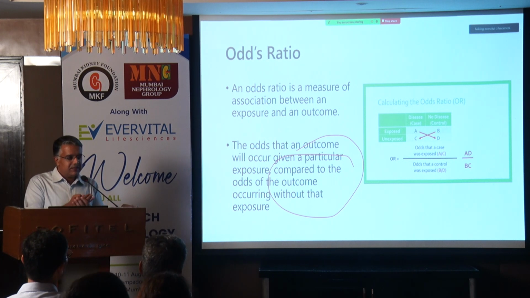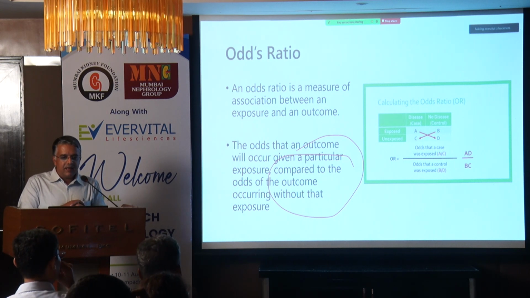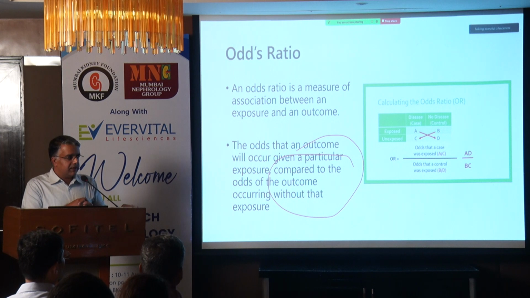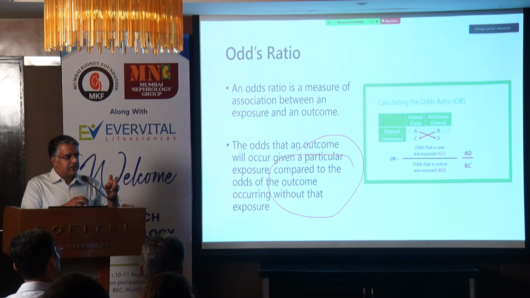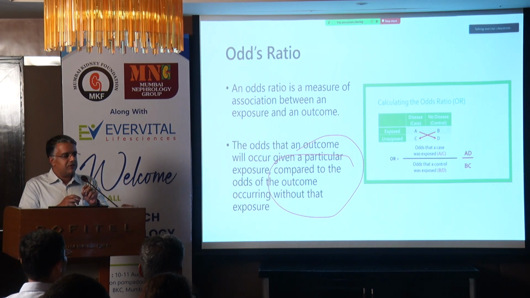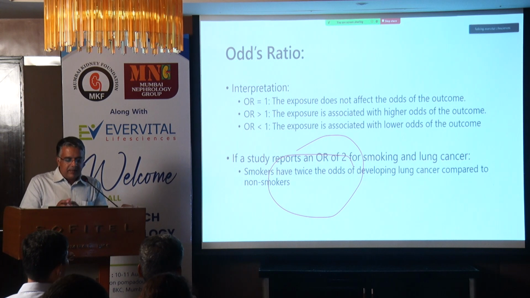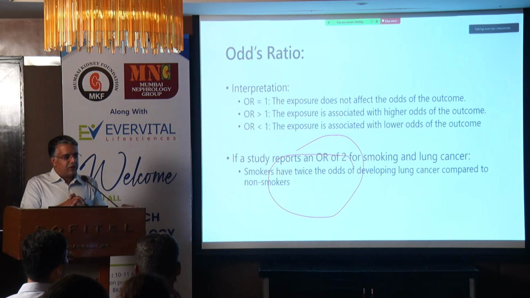Odds ratio, as I told you, is odds of something happening. For example, smoker, non-smoker, cancer, no cancer, right? So what is the odds of cancer developing in a person who was a smoker compared to the odds of cancer developing in somebody who is a non-smoker, and then you calculate the odds ratio. And for a non-statistician, you look at the value whether it is less than 1, more than 1, or equal to 1.